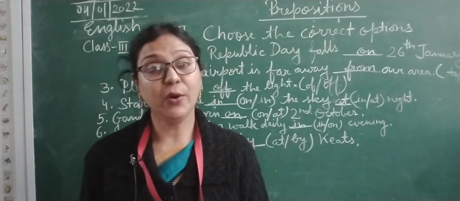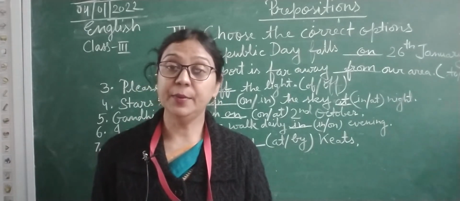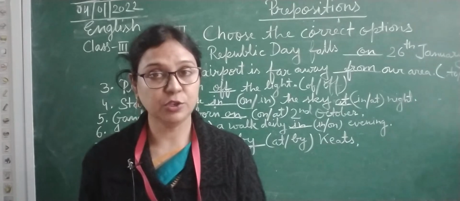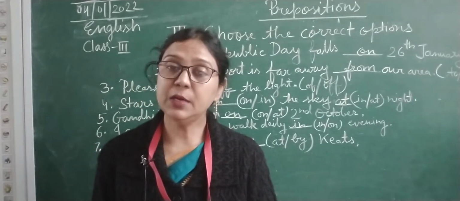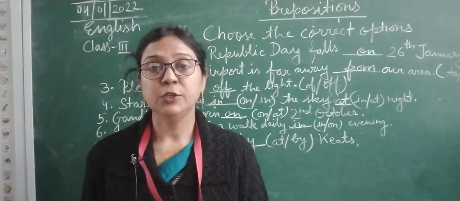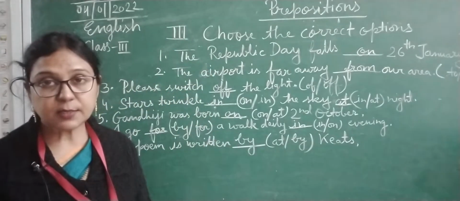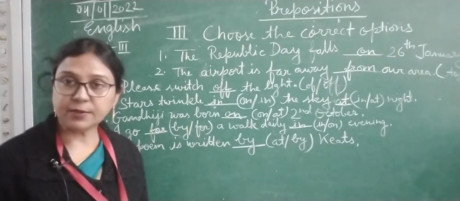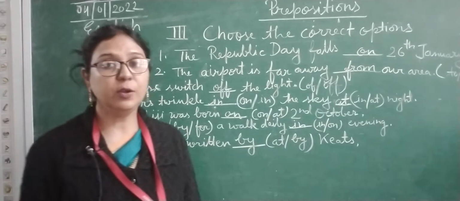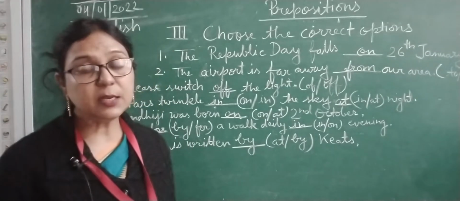Children, as you all know, we are revising chapter number 16, that is preposition, and we were completing the exercise. So we have completed the third number exercise, 1 number to 7 number. So today we are going to continue the same exercise.